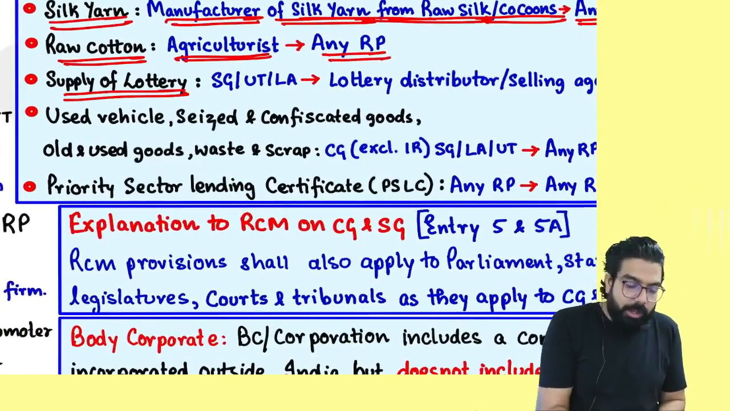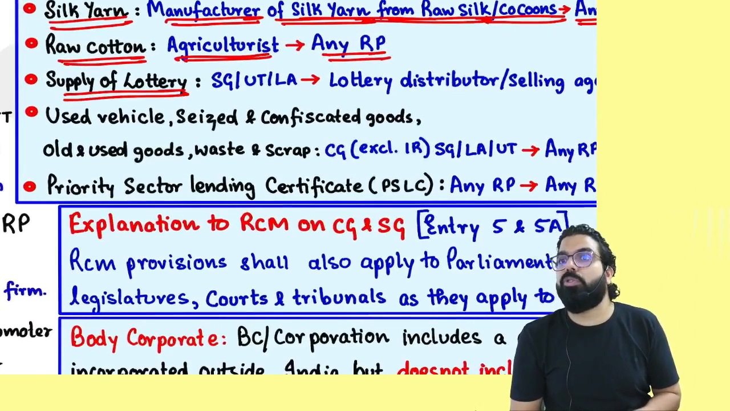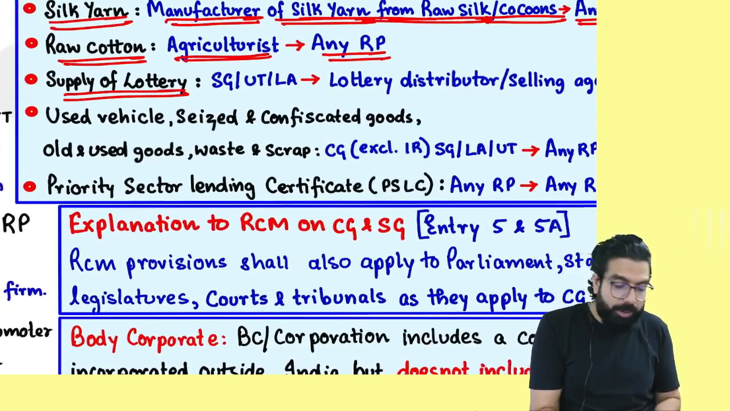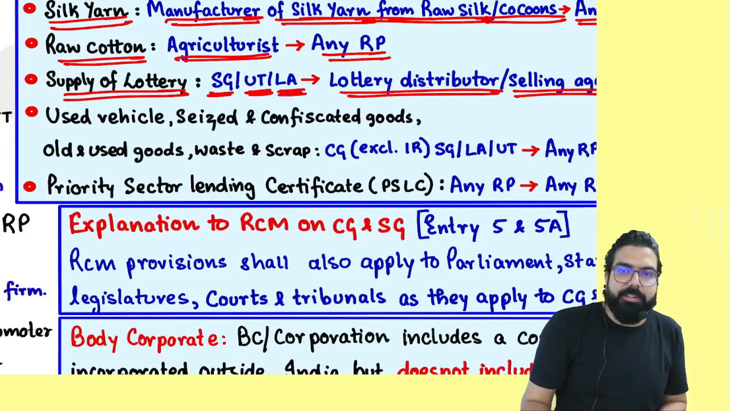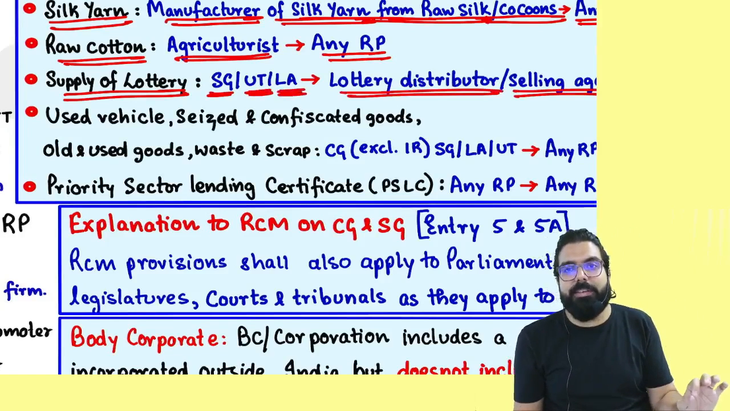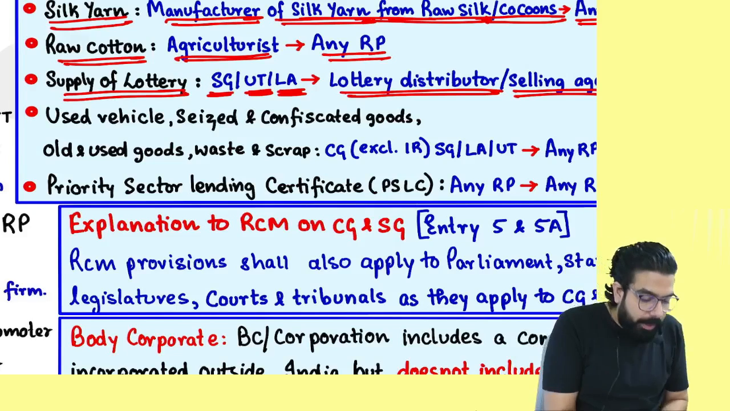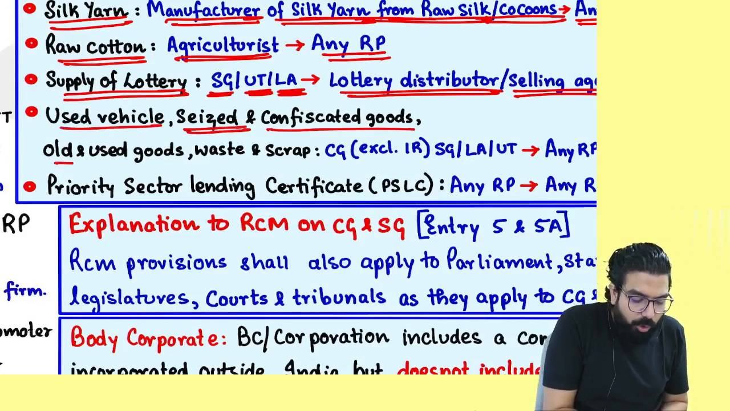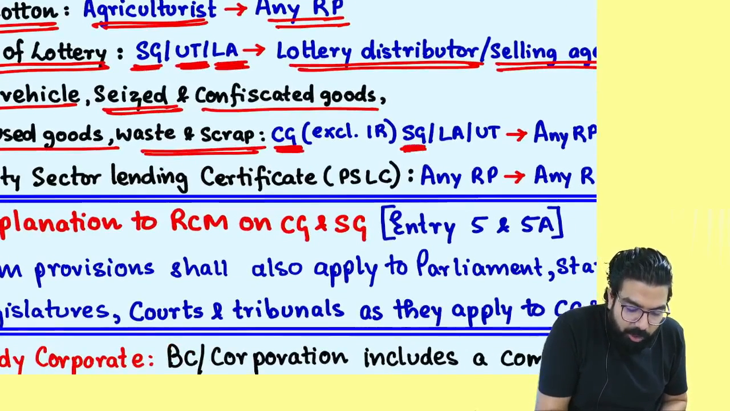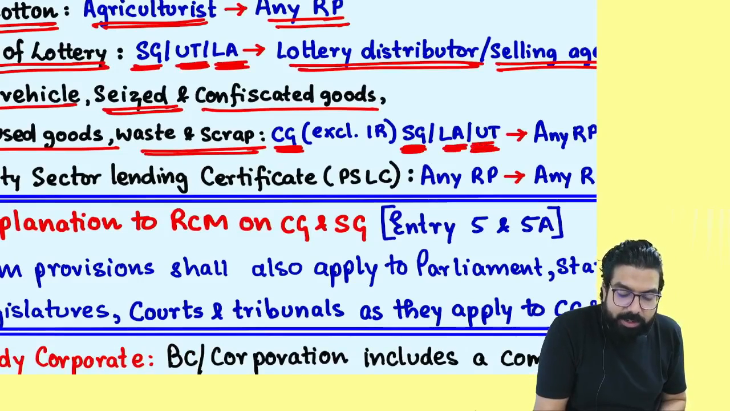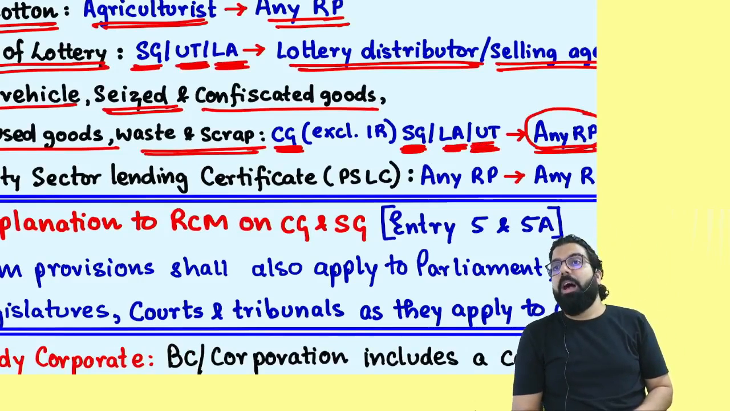Supplying of lottery. Lotteries are always sold by whom? State government. So whenever the state government, union territory government or local authority sells lottery to a lottery distributor or selling agent, the selling agent always pays the GST under RCM. Used vehicle, seized vehicle, confiscated goods, old and seized goods, waste and scrap: whenever the central government, state government, local authority or union territory is selling to a registered person, the registered person will pay GST under RCM.